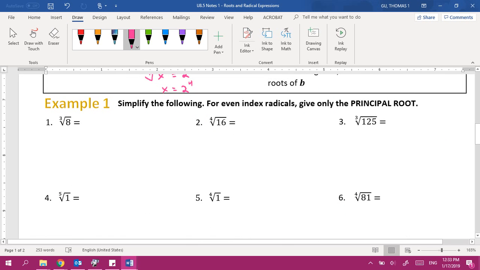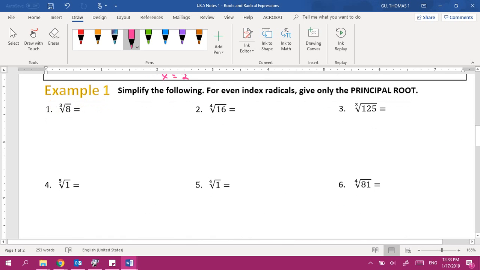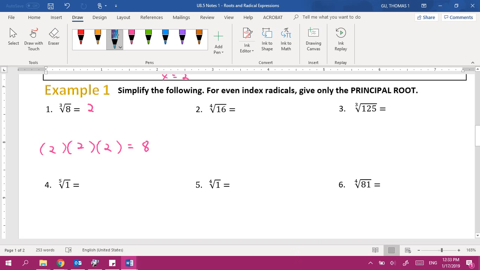A way that you can think about this intuitively right here, remember 3 tells you how many times you're multiplying a number by itself. So right here you're going to have a number multiplying itself 3 times. And that should equal 8. What number would that be? 2. So your answer is 2. And notice the index is odd. That lets you know that you only have one answer. It's just positive 2. There's no negative 2. 2 is the answer, yes.